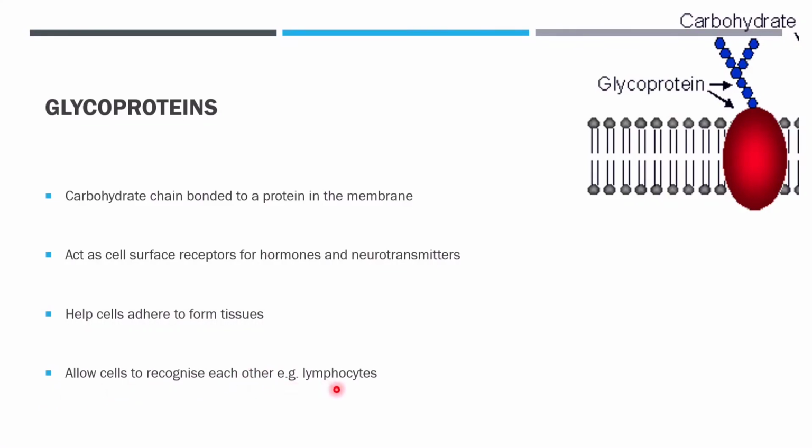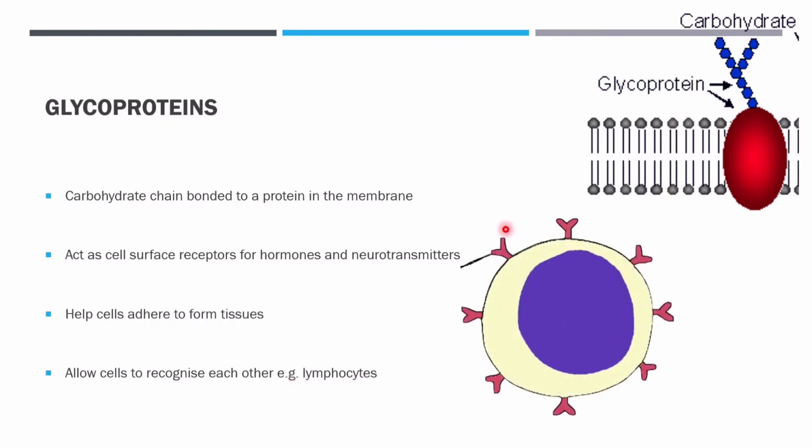And this is important in, let's say, lymphocytes, because if a cell has certain proteins, glycoproteins, on its cell membrane, these can be recognized by lymphocytes as their own body cells, so they don't see them as foreign pathogens, for example. So this means that the body does not attack its own cells because it recognizes them as the body's.